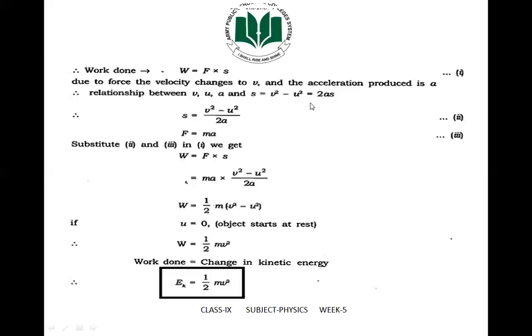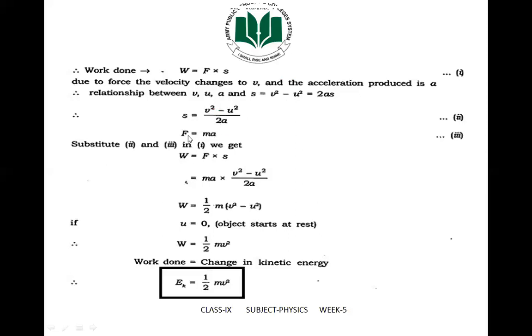You have already read it in the third chapter: 2as is equal to vf square minus vi square. This is the final velocity and this is the initial velocity. Multiplying 2 and a by s, then dividing on the other side, s is equal to vf square minus vi square divided by 2a.